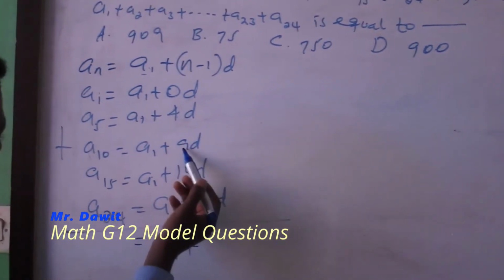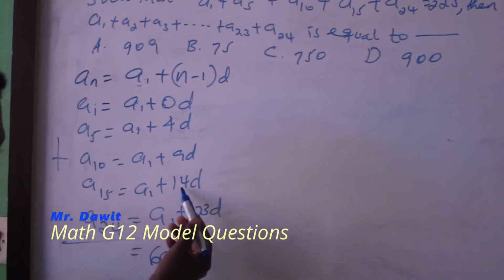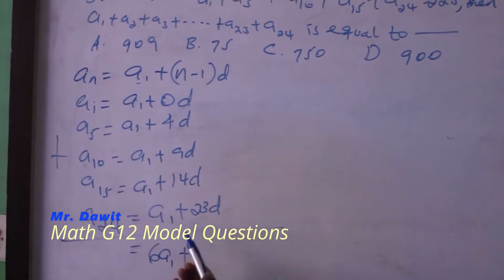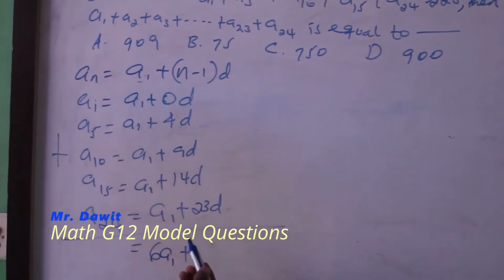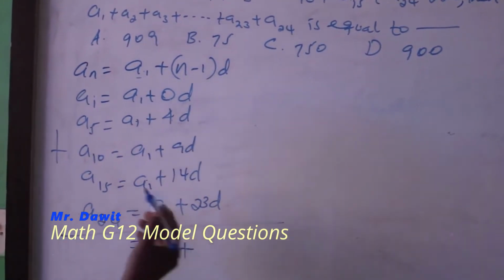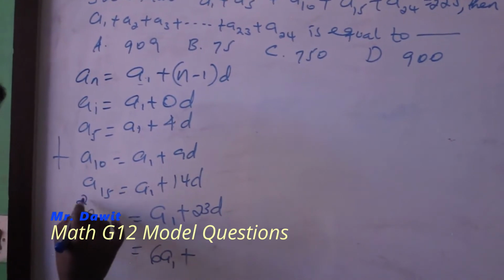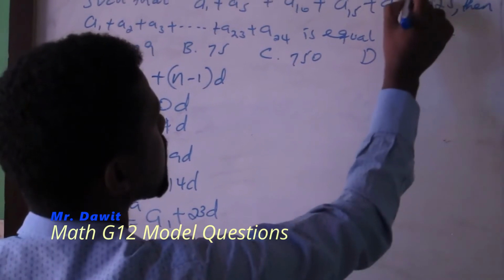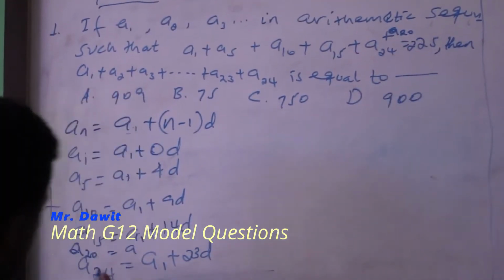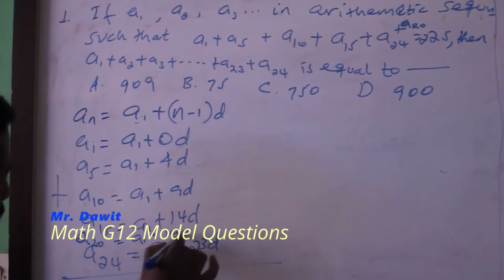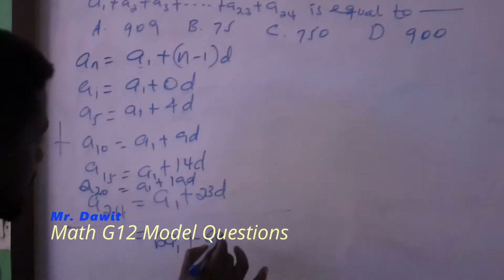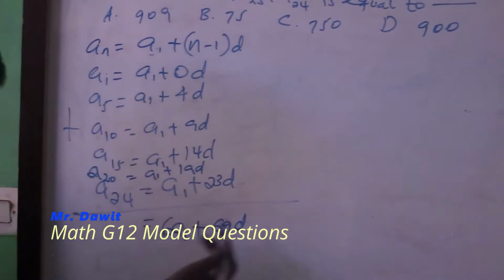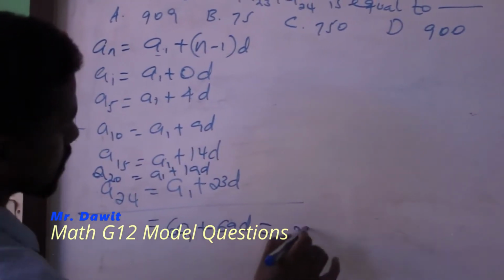13 plus 14 is 27, and we left something over here, A20, which is A1 plus 19D. So finally it becomes 69D. Yes, 69D. Finally, we can find this, which is equivalent to 225.